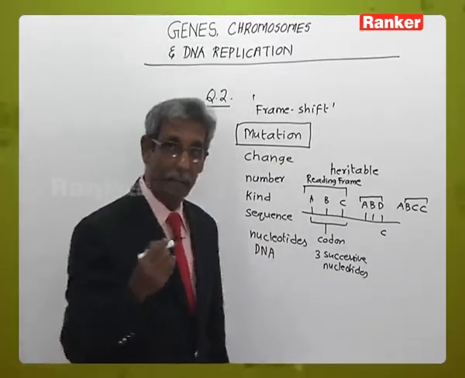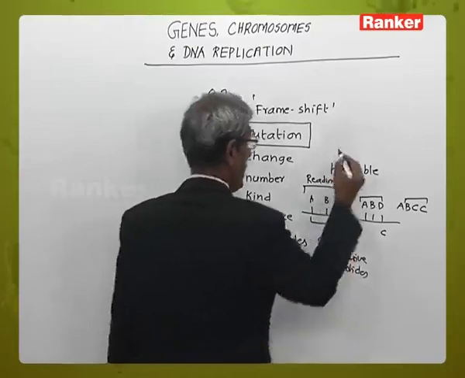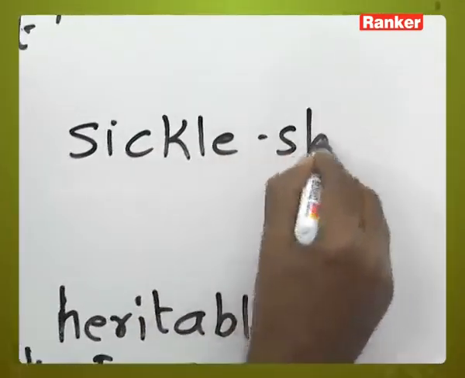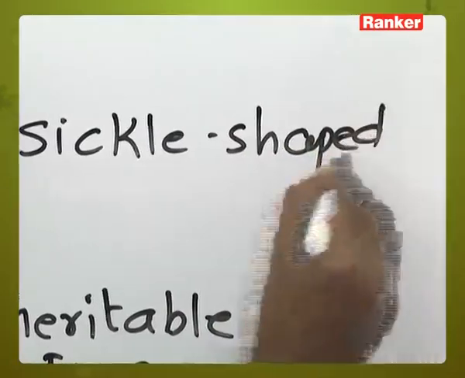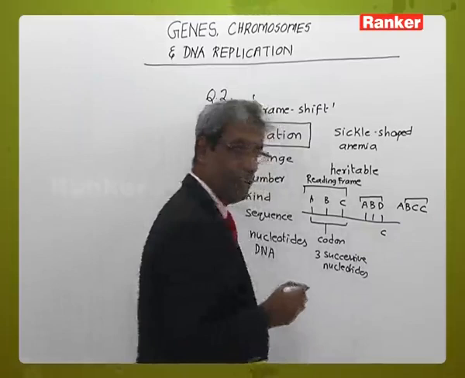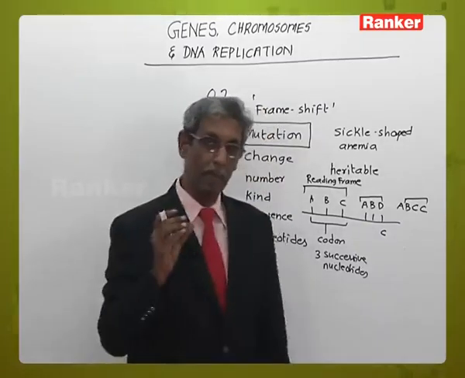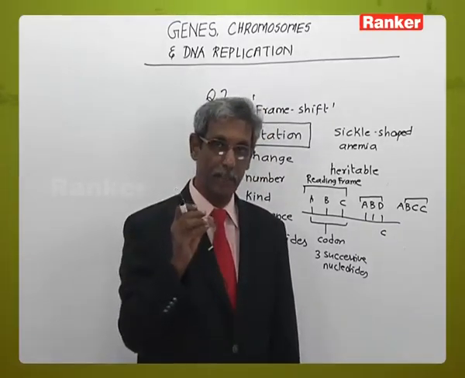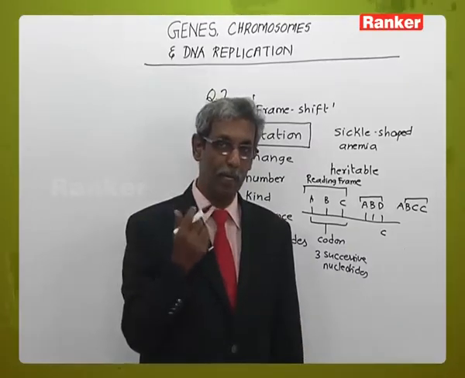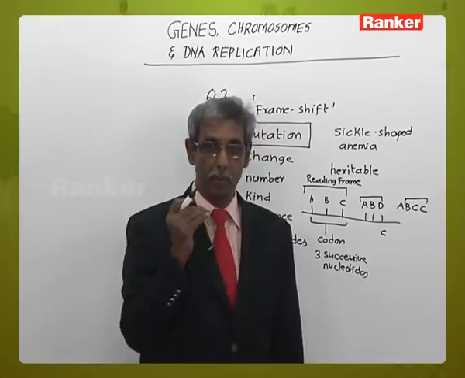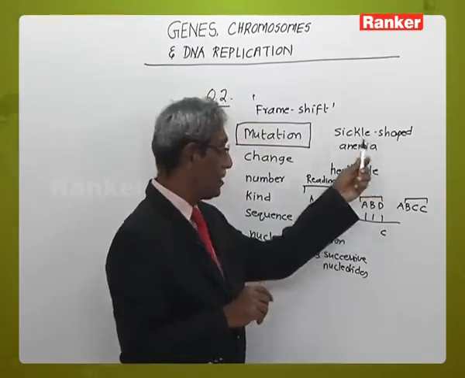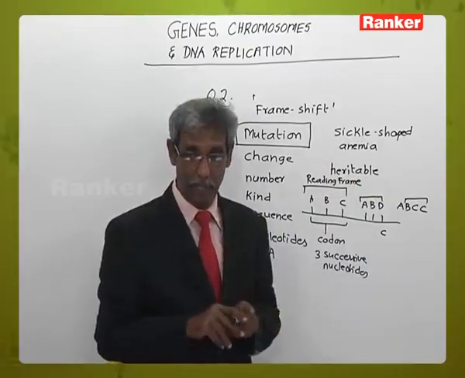A common example of a frame shift mutation is sickle cell anemia. The disease which is inherited, due to which the red blood corpuscles, instead of being turgid, become very flaccid and they have low oxygen content because the secondary structure of the hemoglobin changes. So because of this you have sickle cell anemia. So this is a good example of a frame shift mutation.